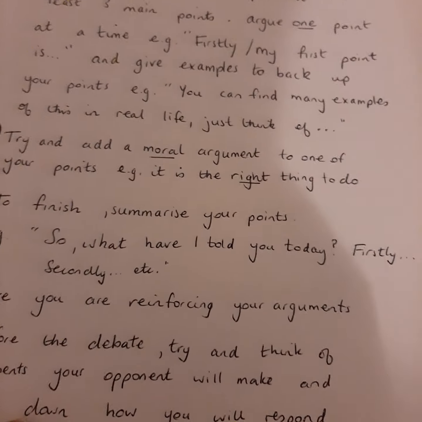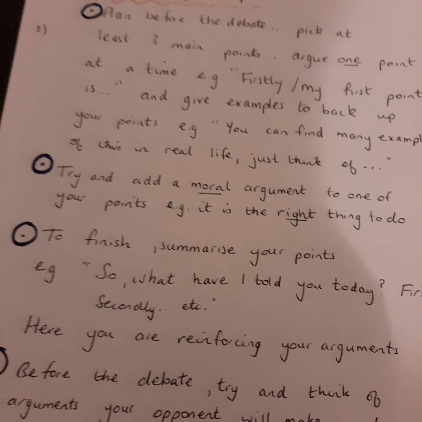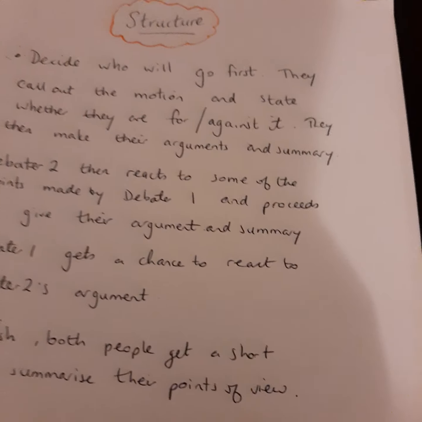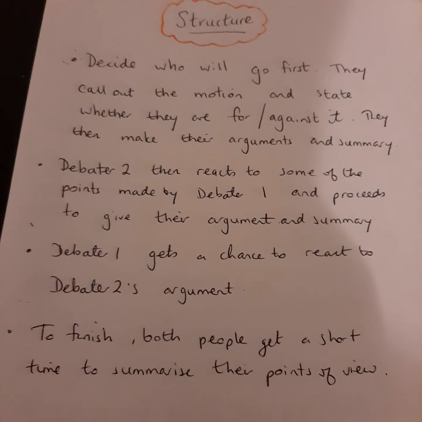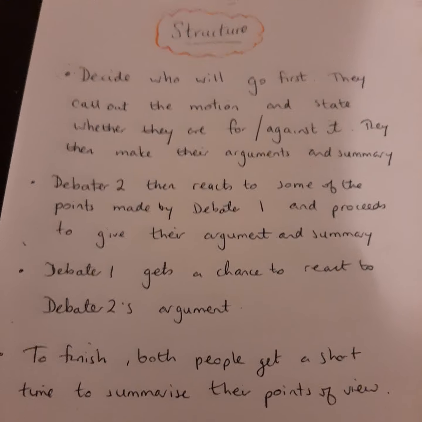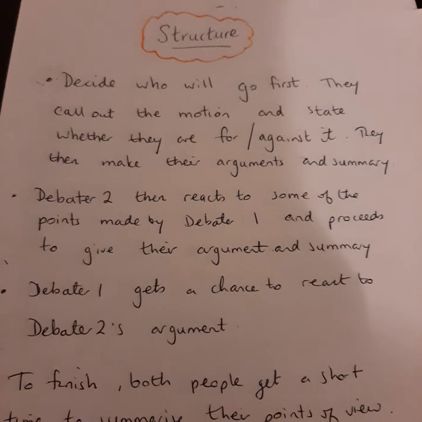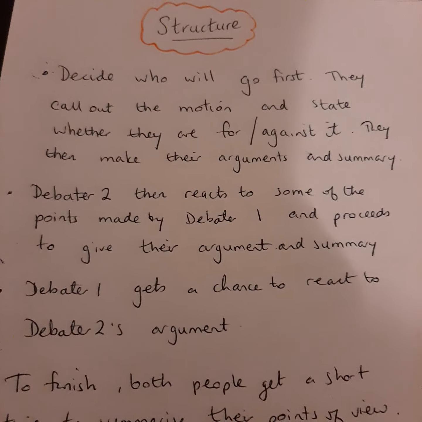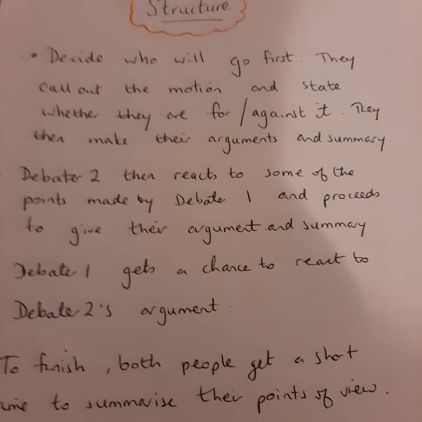Okay, so what kind of structure do we want to do it? So this is your oral argument. So decide who'll go first. Then the person who goes out first calls out the motion. So, for example, sports stars are paid too much money. And then they make their arguments for or against it. They state whether they're for or against it.